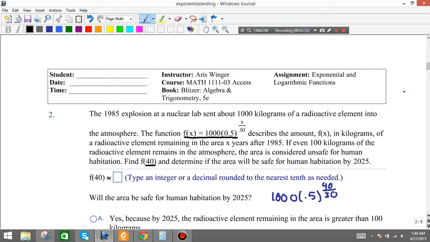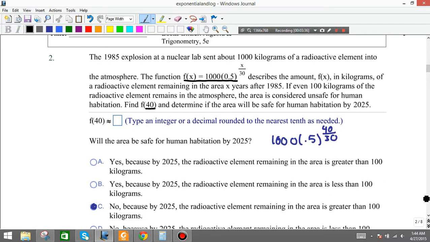When you plug in 40, you get 1,000 times 0.5 to the 4 divided by 3, which is about 396.9, which is more than 100 kilograms. And so it's still unsafe. So will the area be safe? The answer is no, because there will still be more than 100 kilograms left in the atmosphere.